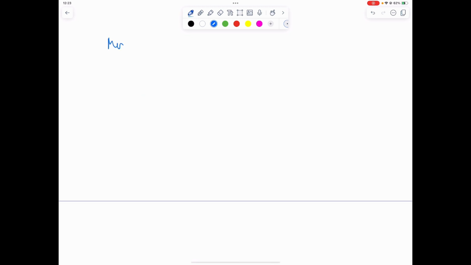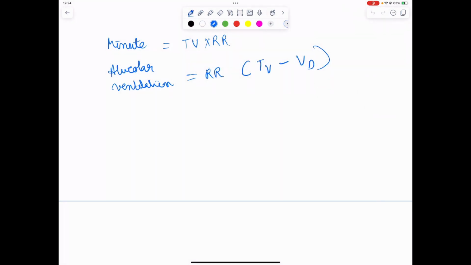Now what is minute ventilation? Minute ventilation is equal to tidal volume times respiratory rate. What is alveolar ventilation? In alveolar ventilation, you subtract the dead space volume of the lung from the tidal volume, and multiply by respiratory rate. From that you can derive your alveolar ventilation.